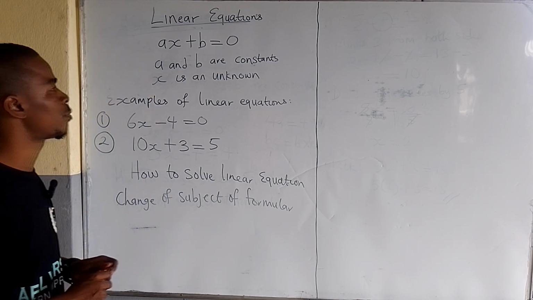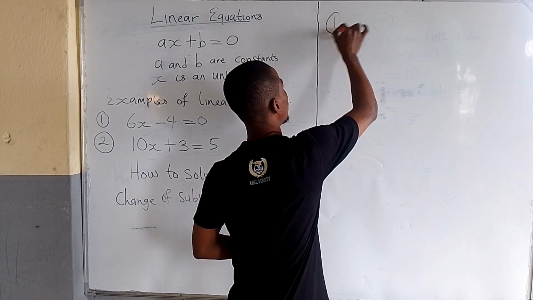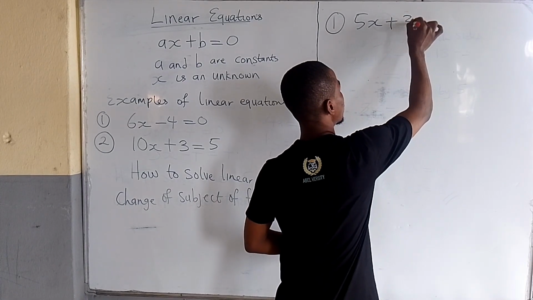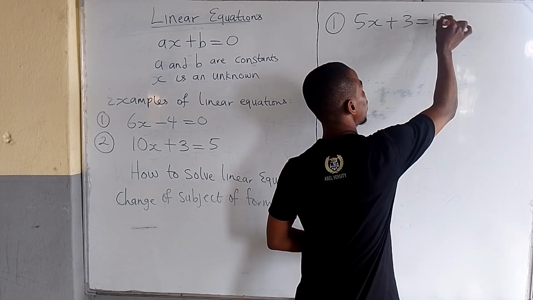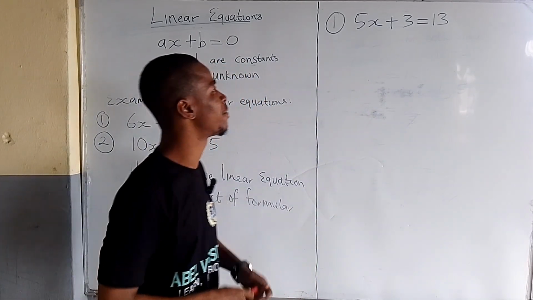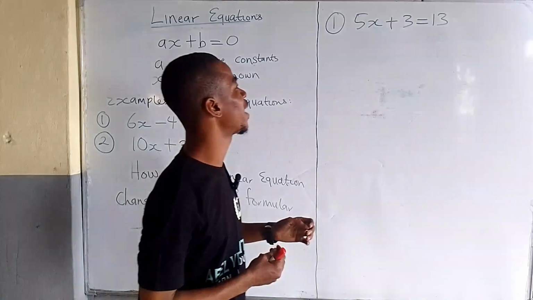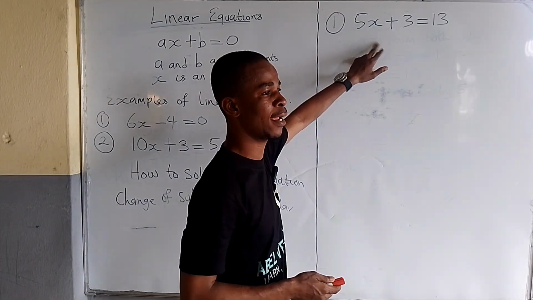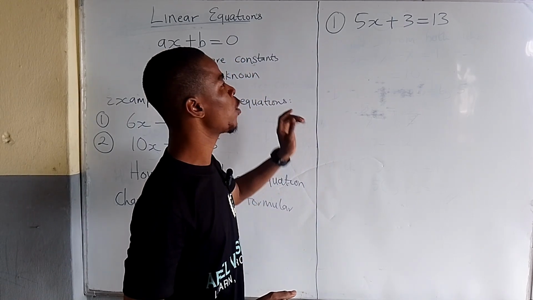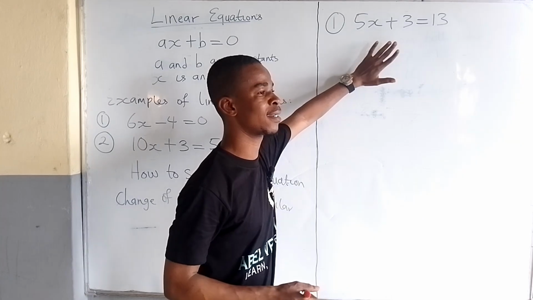Now, let me give an example with that. If we should have 5x plus 3 equal to 13, and you're asked in this linear equation to find the value of x, all we have to do is simply make x here the subject of the formula. And how do we do that? We are going to remove any other constants standing with x on the left hand side.